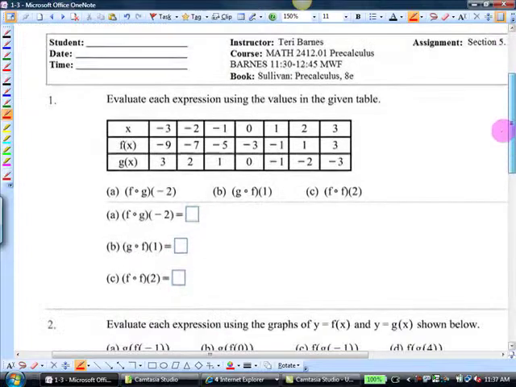All right, same idea. Let's work the problems. This is that same thing, a table. We've got 3 things to do. F of g of -2. So that means we find -2 on the x, and we go down to g. The g value there is 2. Then we go back to the x line at 2, and we go to f. So our answer is 1.